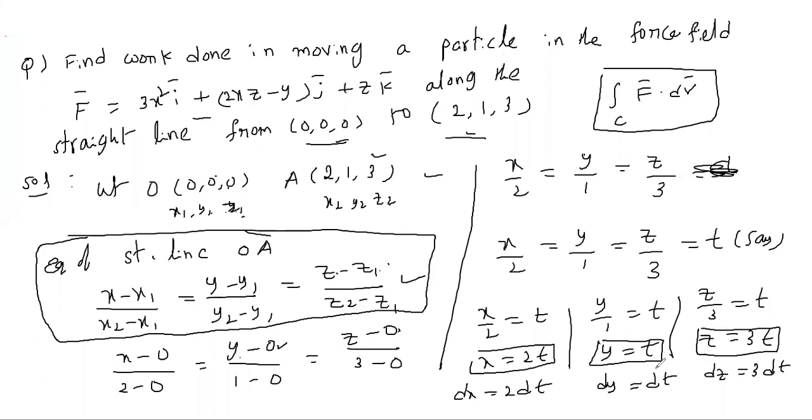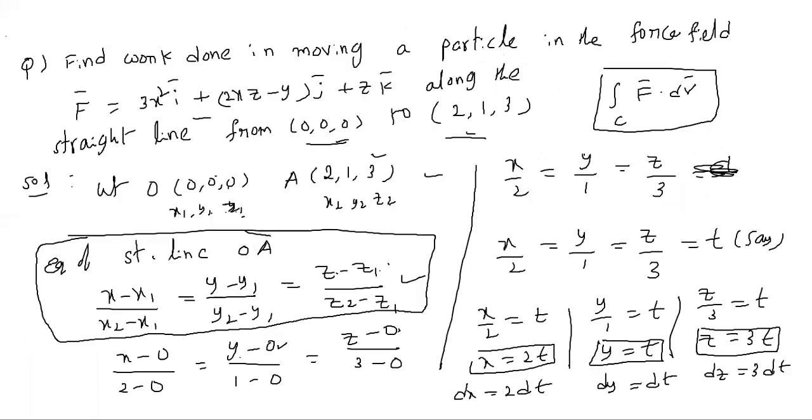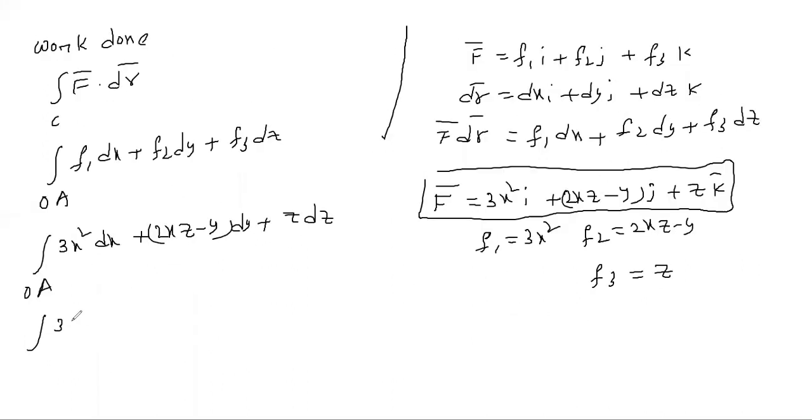So now the total problem is converted in terms of t. What is the x value? 2t, y value t, z equal to 3t. Substitute that value. The integral of 3 into, what is the x value? The x value is 2t. So 2t whole square next to dx. What is dx value? 2 dt. Next 2 into x value 2t, z value 3t minus y value t, dy value dt.